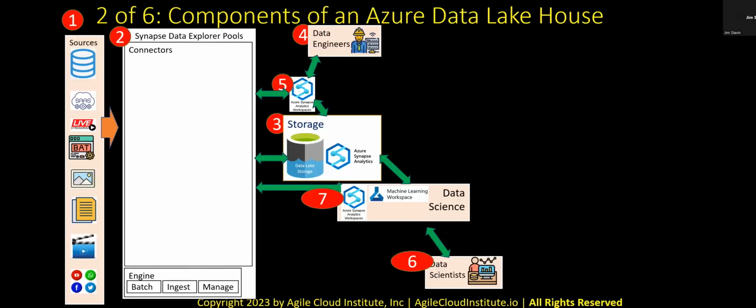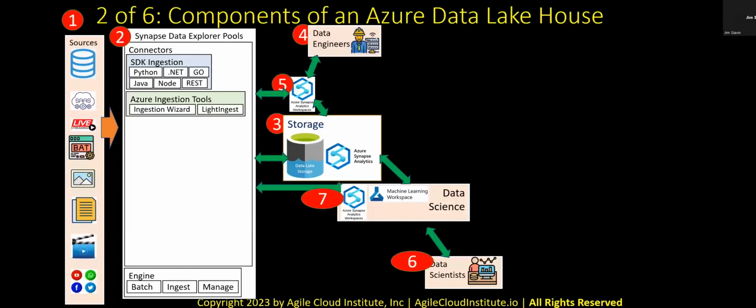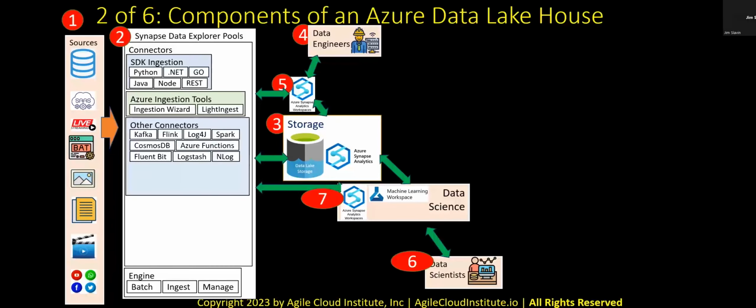Some of the connectors enable software development kits, SDKs, to do data ingestion work. We are listing some of the supported languages in this diagram, including Python, .NET, Go, and others. There are connectors for Azure data ingestion tools, including Azure's Ingestion Wizard and Light Ingest. And there are other connectors for many other tools that are shown on the diagram, including Kafka, Flink, Log4j, Spark, and many others.